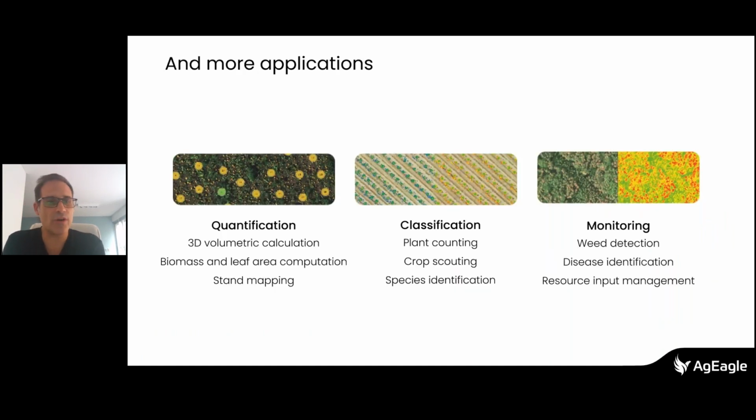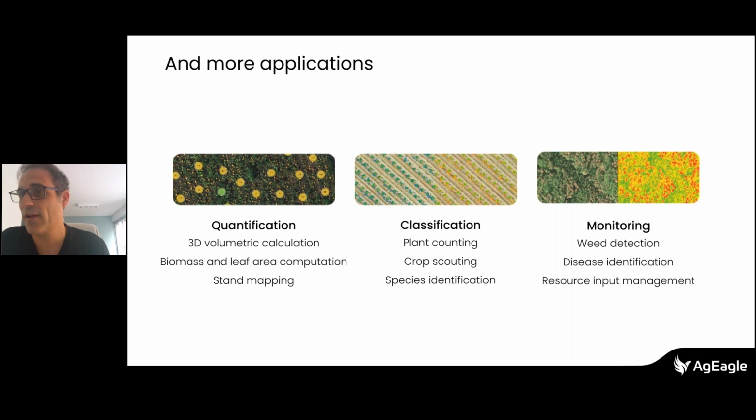Some more applications: quantification, 3D volumetric calculation. Our camera is not only used for agriculture, but also for many environmental uses and even for construction. A good DTM, or digital elevation model, is always needed for all applications. Any application where you're working with land management, you need to have an elevation map. And with the high resolution of the panchromatic band, you don't need colors to make a digital elevation model.